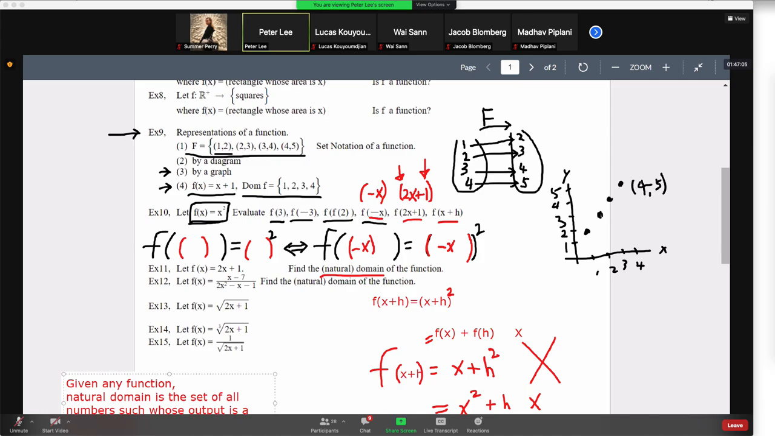The collection of such numbers, the collection of all the numbers in the domain, that is what we call the natural domain. So let me explain to you what that exactly means now.